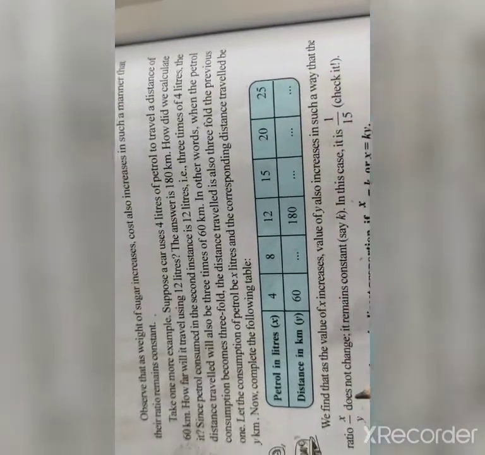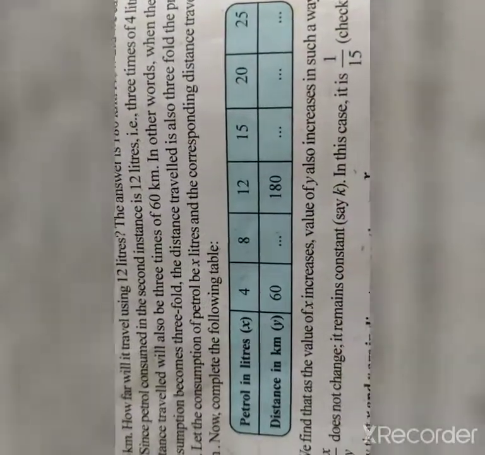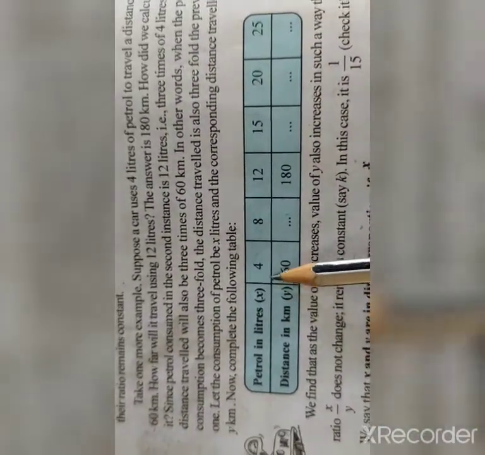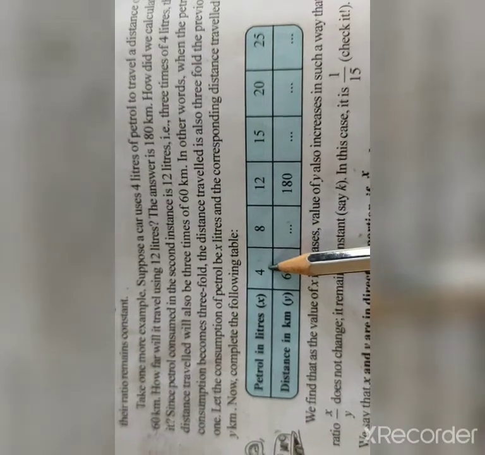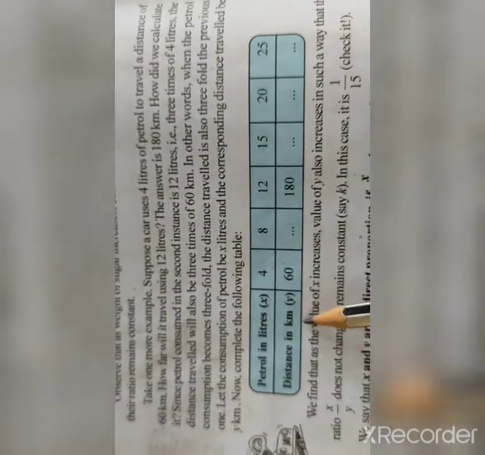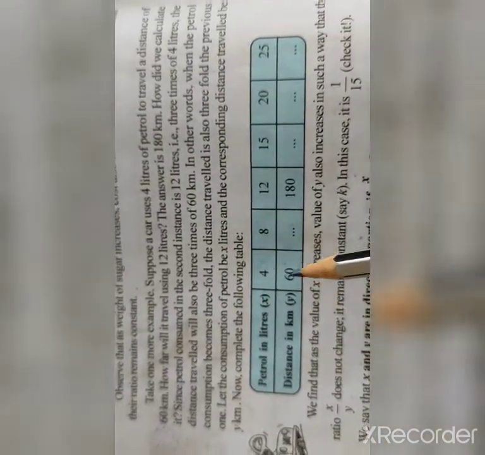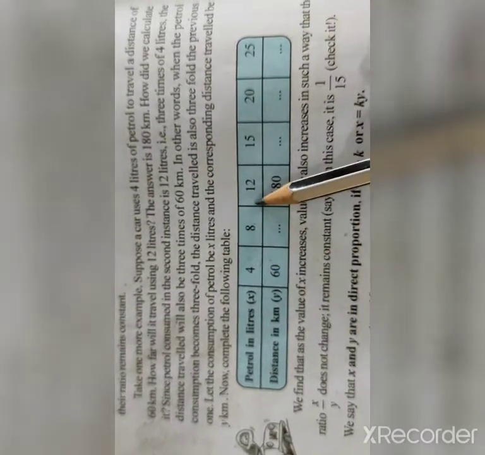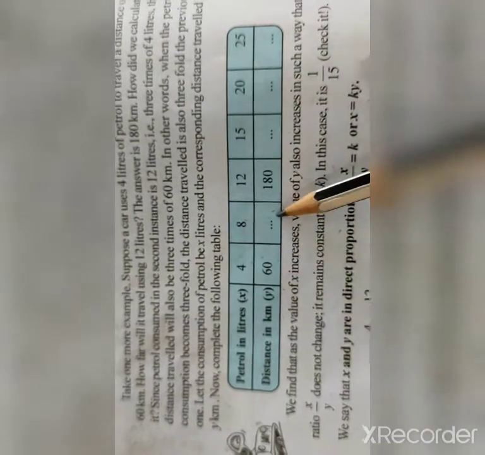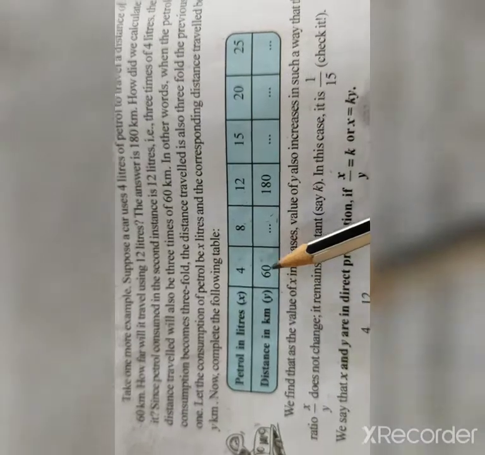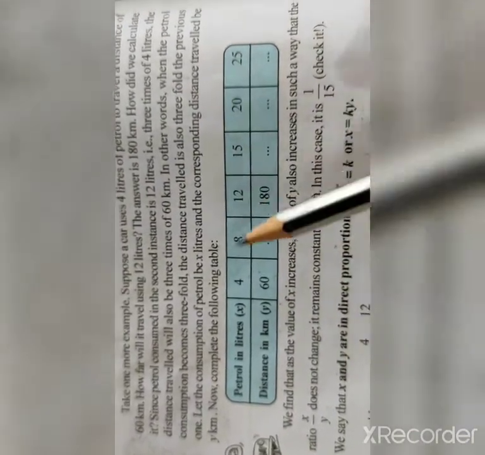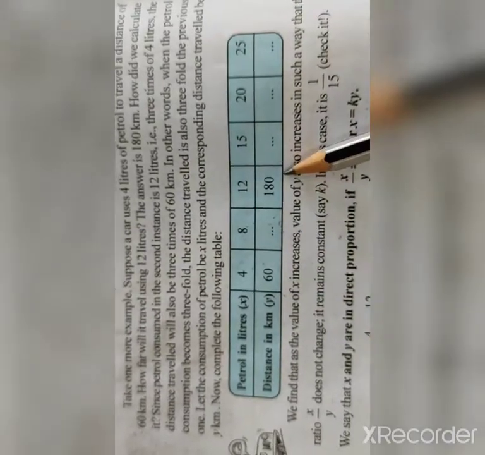See here, petrol in liters x: in 4 liters of petrol, the distance covered by the car is 60 km. Then 8, 4 2s are 8, and 60 2s are. So you will see the ratio here: if in the 4 we are multiplying by 2, 60 also we will multiply by 2. So 60 2s are 120. Then 4 3s are 12, 60 3s are.